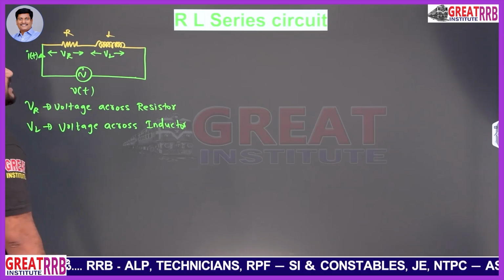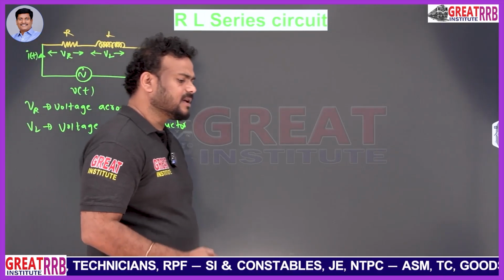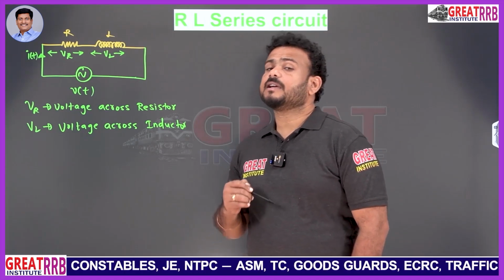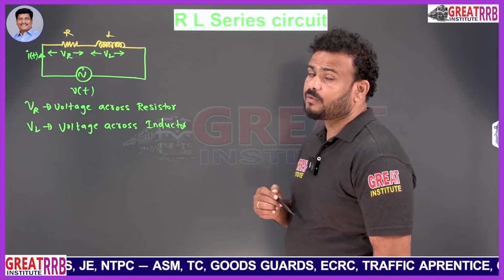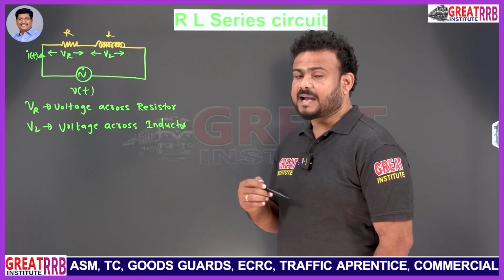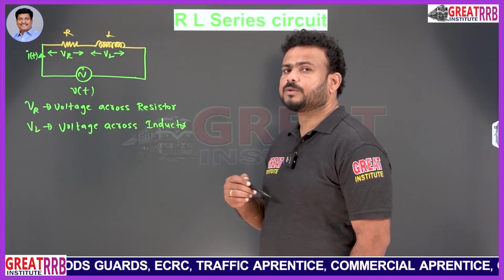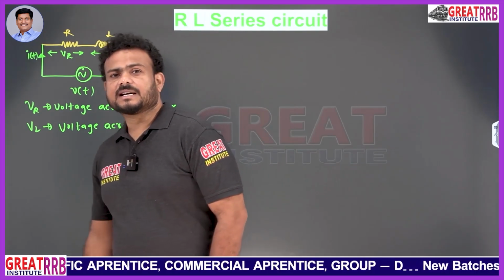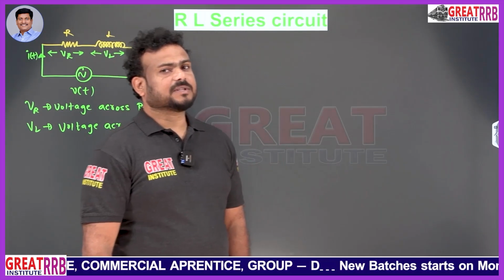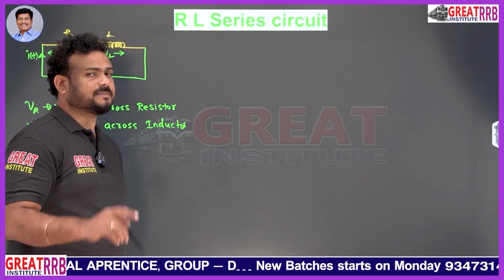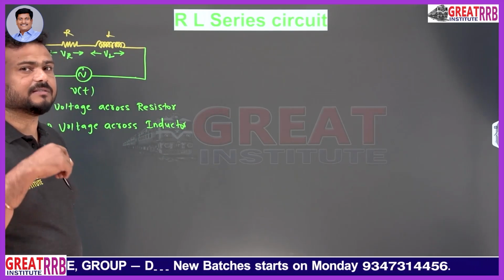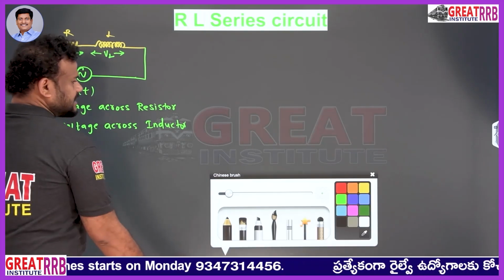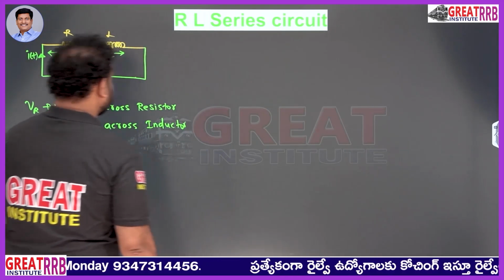Got it? So what is the basic knowledge we need to have about a series connection? In a series connection, the voltage is going to be divided, and the current flowing through the resistor and inductor will remain the same. Meaning, in series the current remains the same, but the voltage is divided. This is the basic information we should have whenever we discuss a series circuit. Right, my dear students, now let us see some more points related to the series connection.